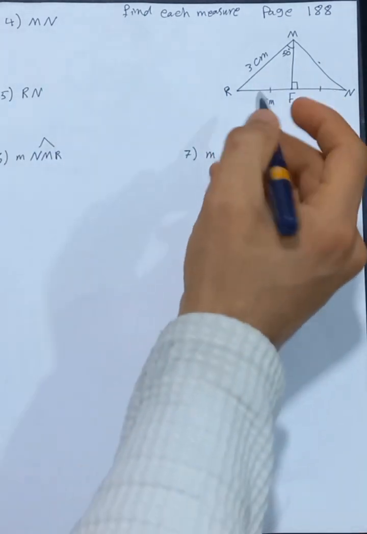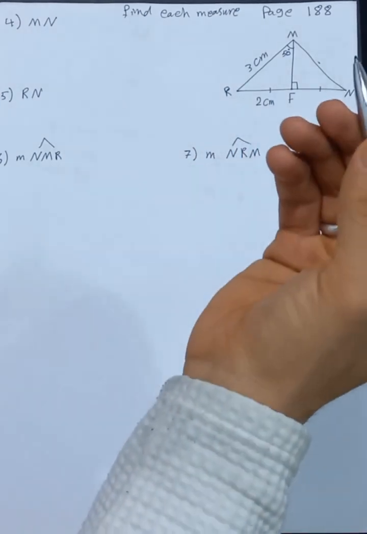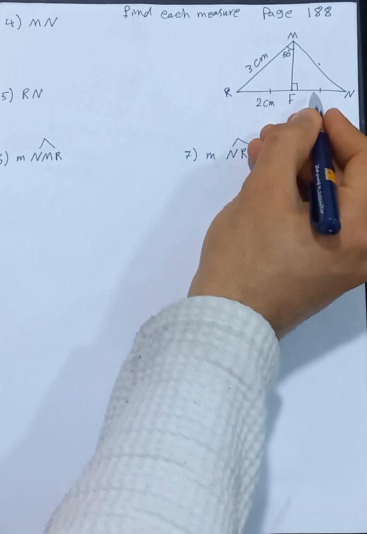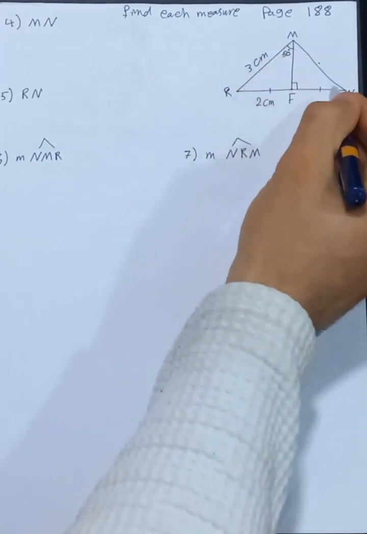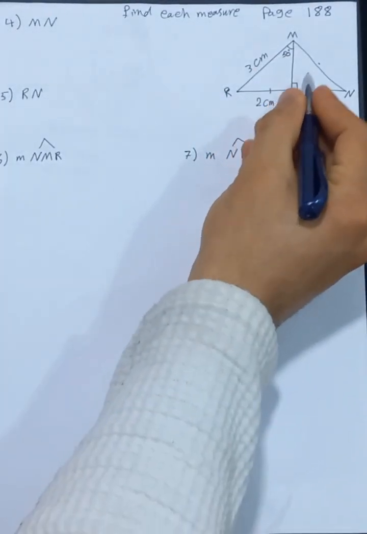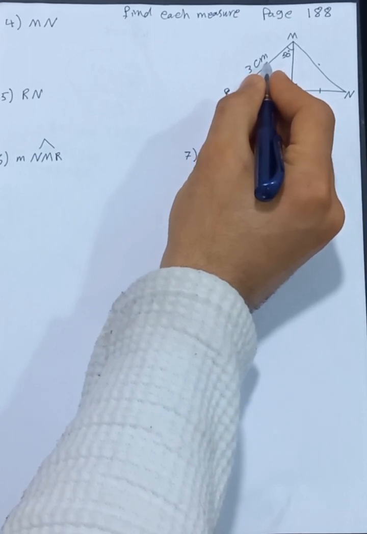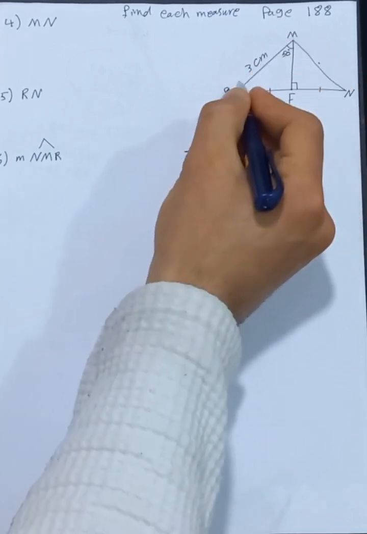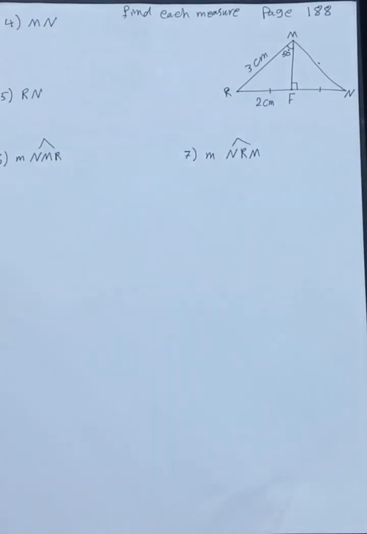Why? Because we have RF with FN that is congruent because of this line, and by a perpendicular bisector, the triangle cut by a perpendicular bisector, so we can ensure that this triangle is isosceles. So it means RM equals MN and two base angles are congruent.